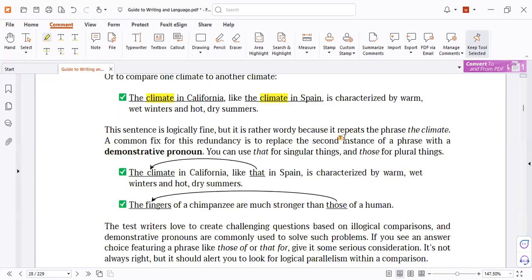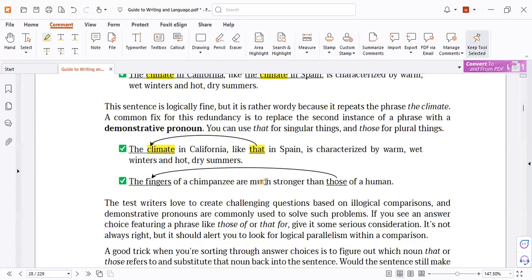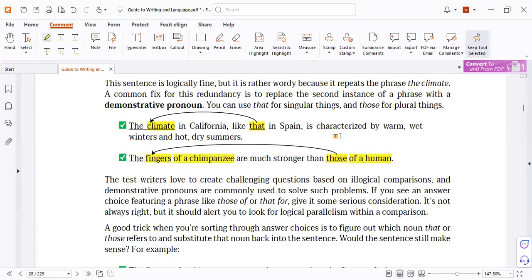But what if the test maker wouldn't like to repeat the same noun? He must use a substitute like that. That refers to climate. And remember, it's that, not this. That, not this. If it's a plural, it must be those. So look, parallelism of a human, of a chimpanzee. Here plural, here plural. So the comparison is correct.